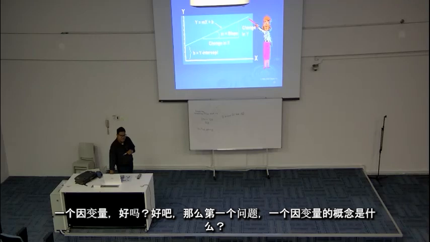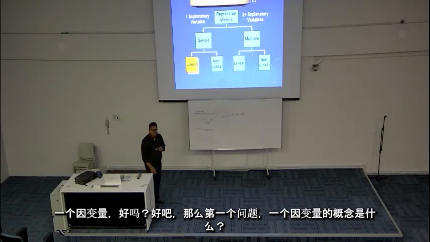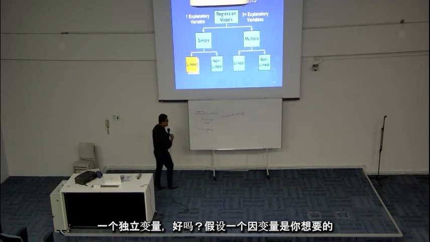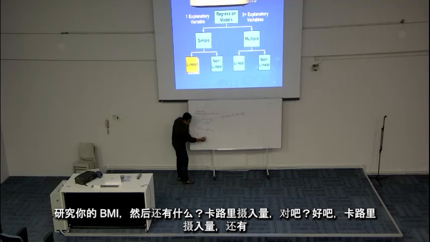So what is the concept of one dependent variable and one independent variable? Let's say the dependent variable is, let's say you want to study your BMI, and then what else? Calories intake, right?